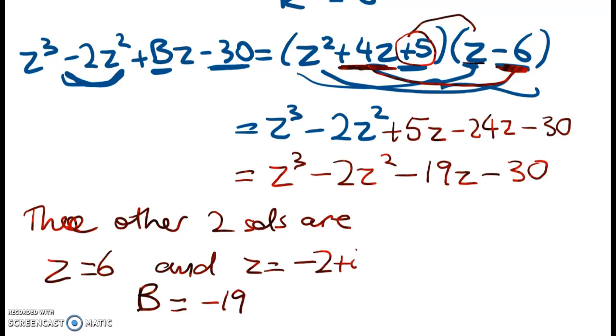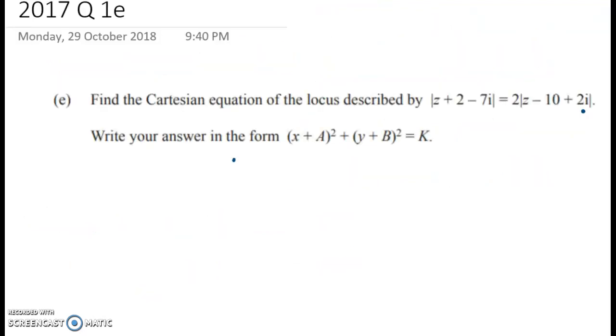Okay, so that's the merit question, which in some ways is quite a lot of work for a merit mark, but the thinking involved is pretty predictable. So now we're going to look at the excellence question, which is a locus problem. So we're asked to find the Cartesian equation of the following locus.